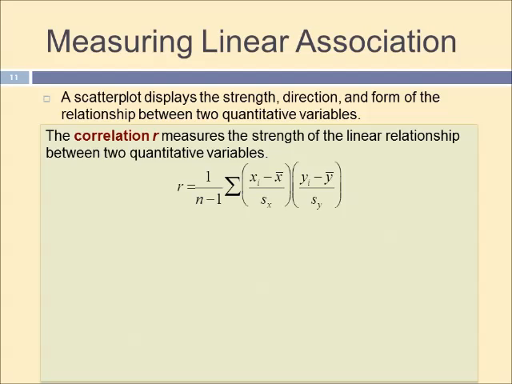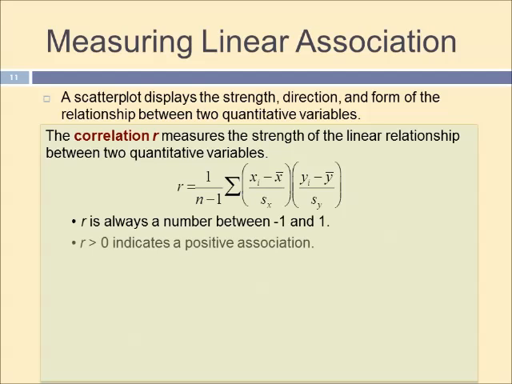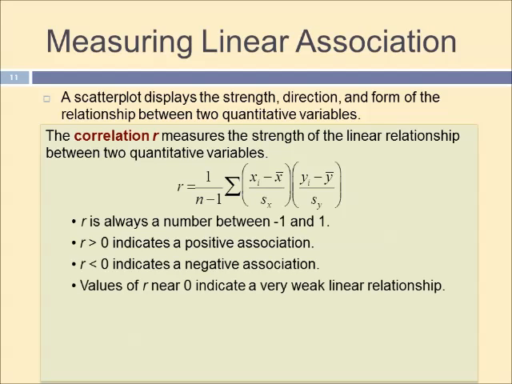So essentially we're looking for departures in the x direction from the mean and in the y direction from its mean. R is always a number between -1 and 1. R greater than 0 indicates a positive association. R less than 0 indicates a negative association.